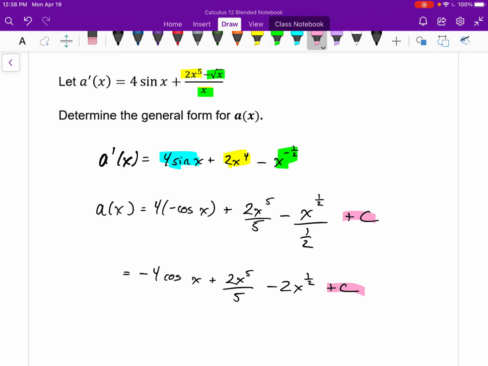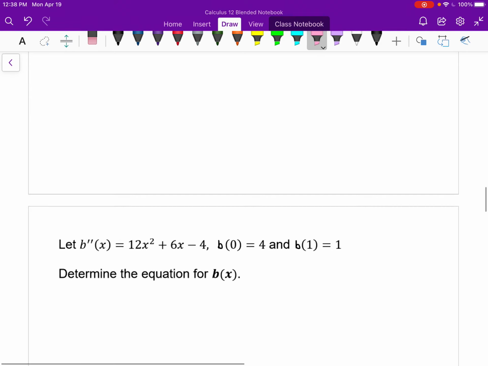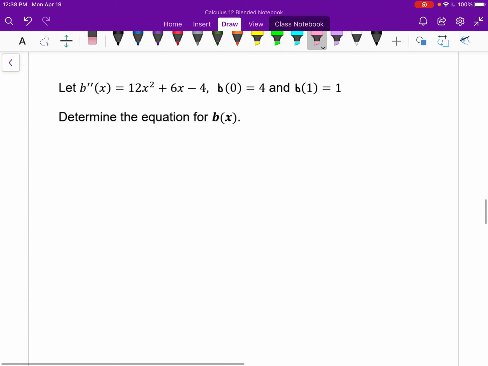All right, here's a second last example. I give you the second derivative of some function. So I say b double prime is 12x squared plus 6x minus 4. And then I give you a couple of facts about function b, not the second derivative. b at 0 is 4 and b at 1 is 1. So from that, we have enough information to determine an equation for b of x.